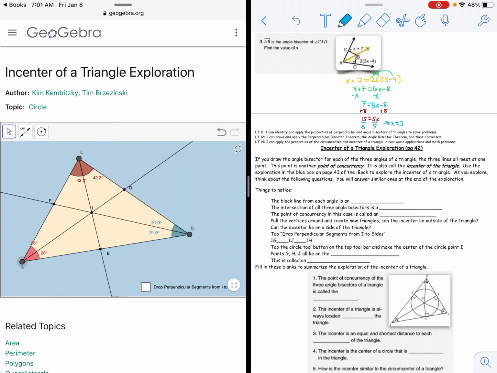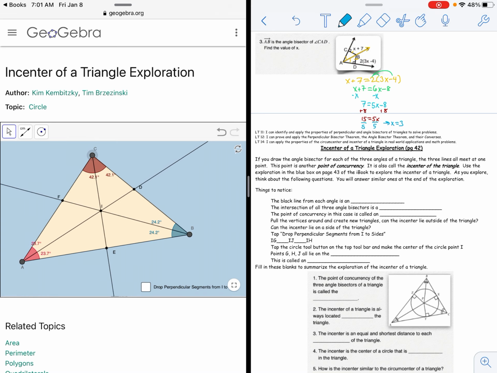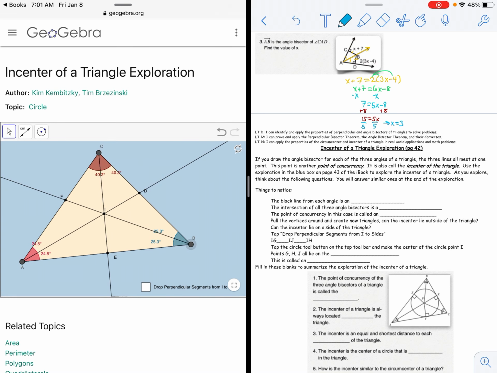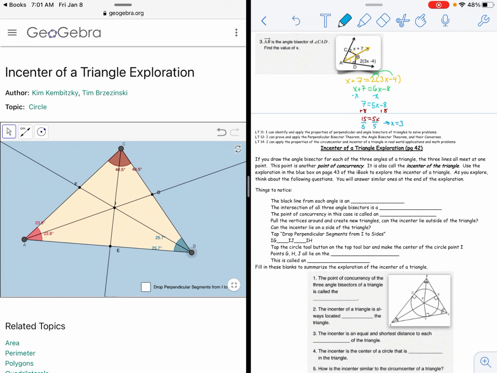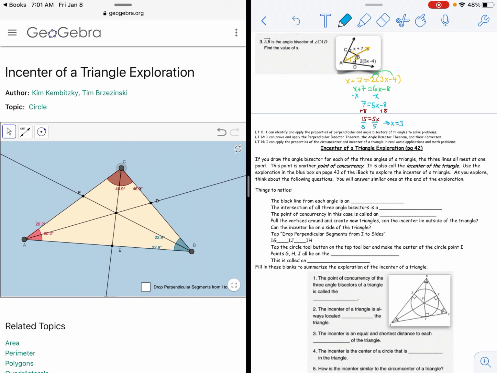Look at each angle, like angle A is being bisected. It's 52 degrees, but it's 26 degrees on each side. Similarly with B and C, they're all angle bisectors. Isn't that crazy? They all meet at a single point. I truly find this interesting. I think it's pretty cool. And we call this the incenter.